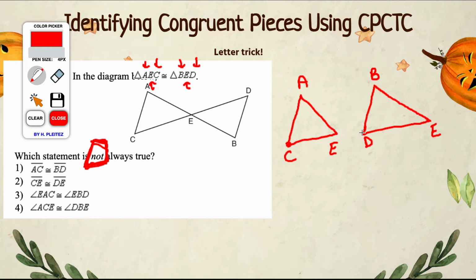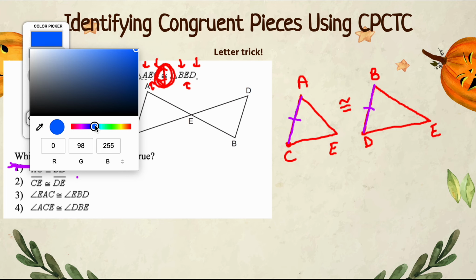Okay, now let's go through our statement. So again, we know already that our triangles are congruent, right? So we can use CPCTC to say, hey, all of the corresponding angles and all of the corresponding sides must be congruent as well. So let's go through these choices. Choice number 1, let's do this in purple. It says that AC is congruent to BD, right? So AC is here and BD is here. Those are corresponding pieces. So we can say using CPCTC that they are congruent, right? So this is a not question. So this is true. So we cross it out.